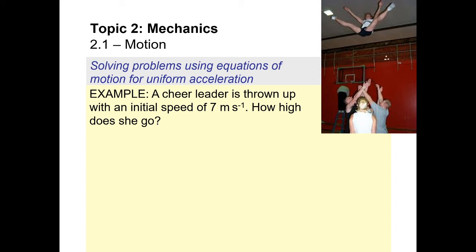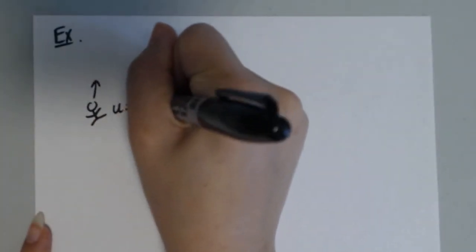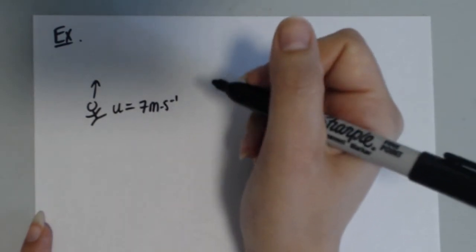Now, this problem is similar to how we would solve a problem if you were just throwing a ball into the air. Okay, so the ball would have an initial velocity at which it's thrown into the air, and we would have to figure out how high the ball goes. It just is more interesting when you're throwing a cheerleader, because that takes a lot of coordination and strength. So we have our cheerleader, and they're throwing upwards. Okay, so their initial velocity is not 0, it's 7 meters per second, right?